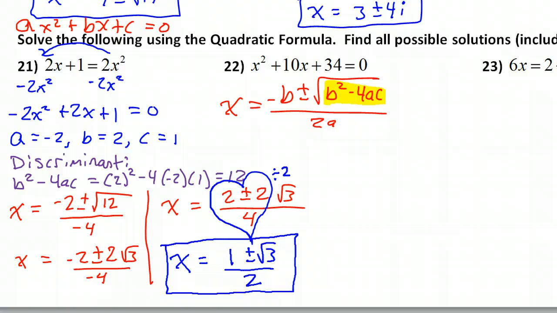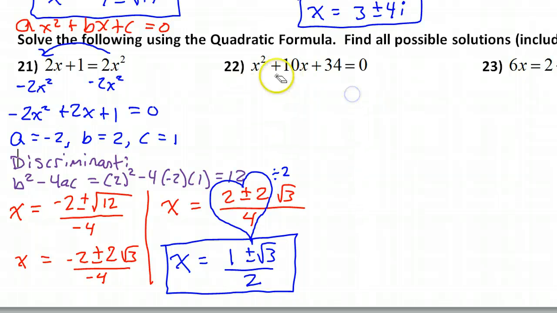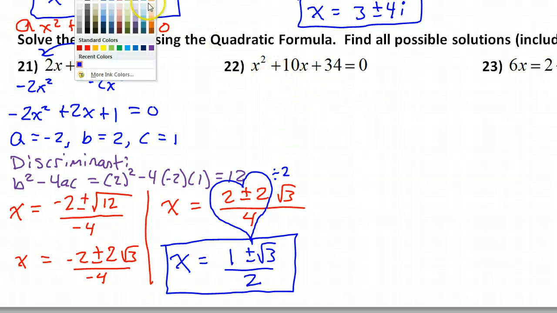Alright, let me see if I can squeeze in the rest of this. I'm running out of space quickly. Alright, this one. I think I'll switch to green.